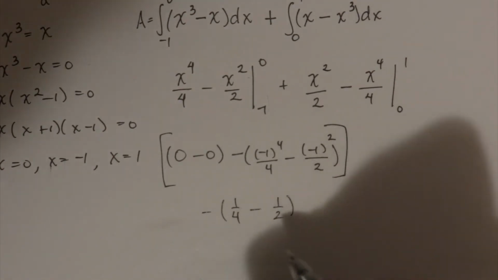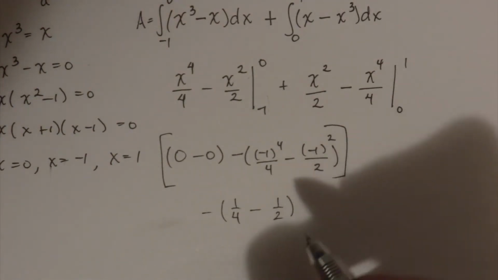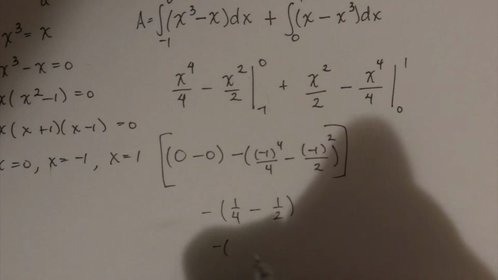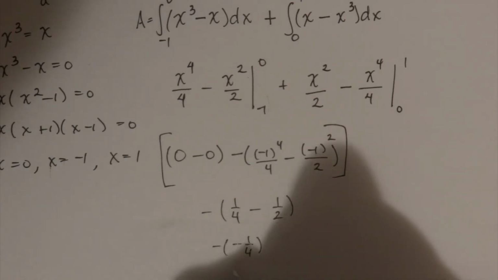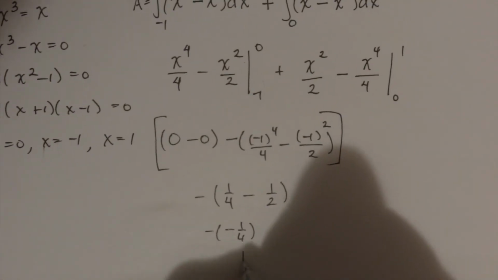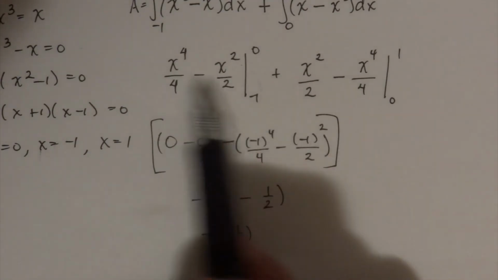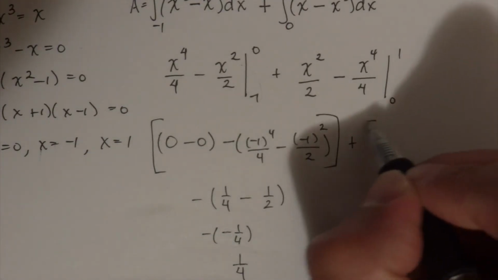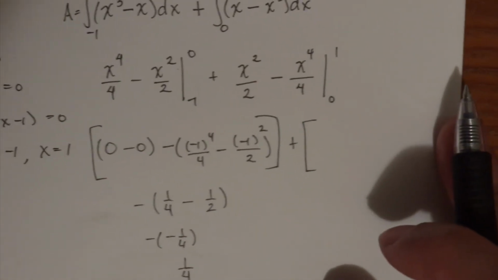So what does this become? 1/4 minus 2/4. That becomes negative 1/4. Okay. So this becomes, okay, so this becomes positive 1/4. So this whole thing here is just the first part. Now I'm going to go ahead and do the second one, and I'm just going to go ahead and do this a little bit quicker here.